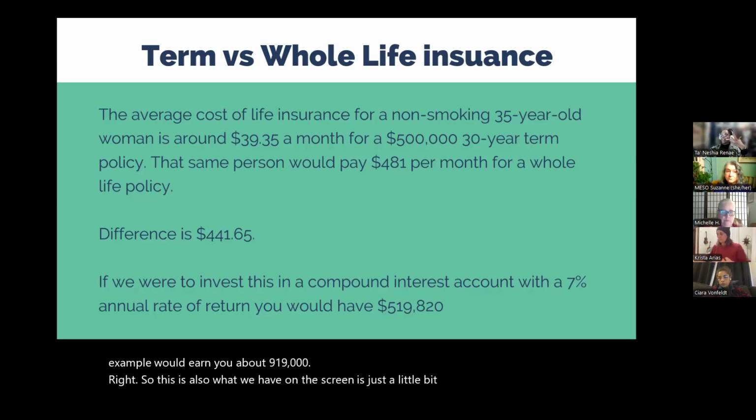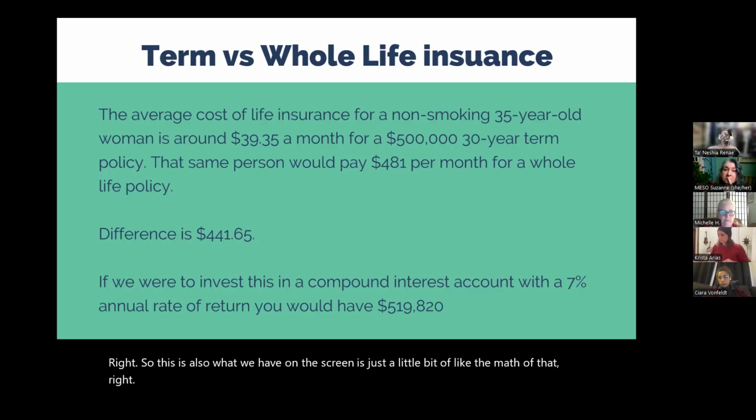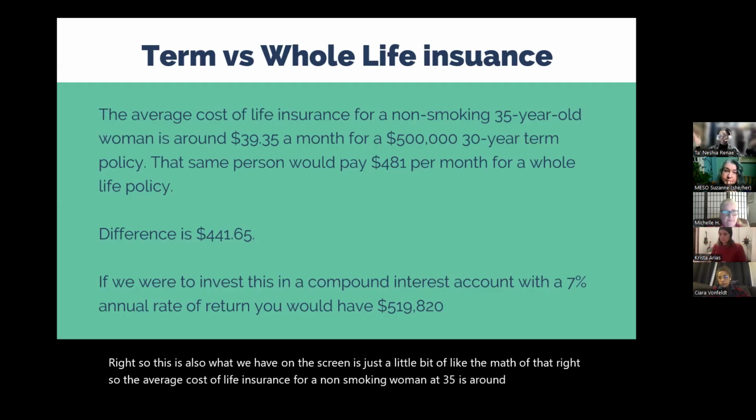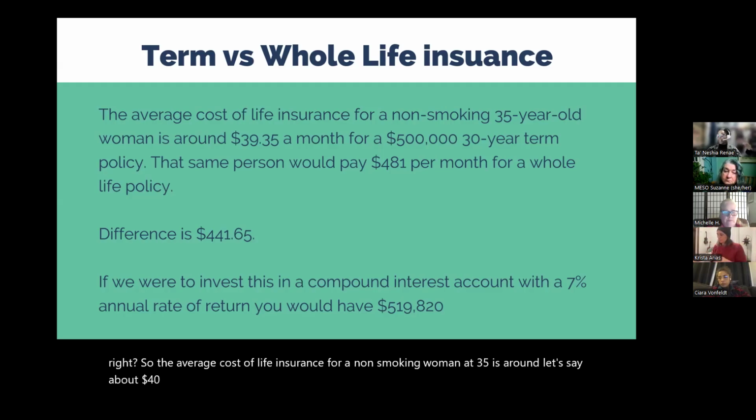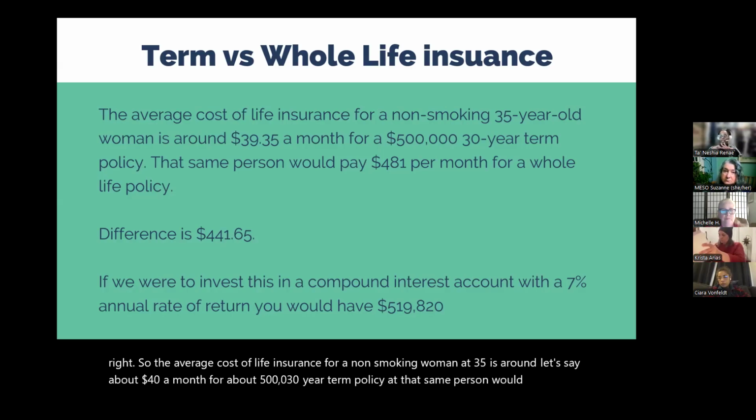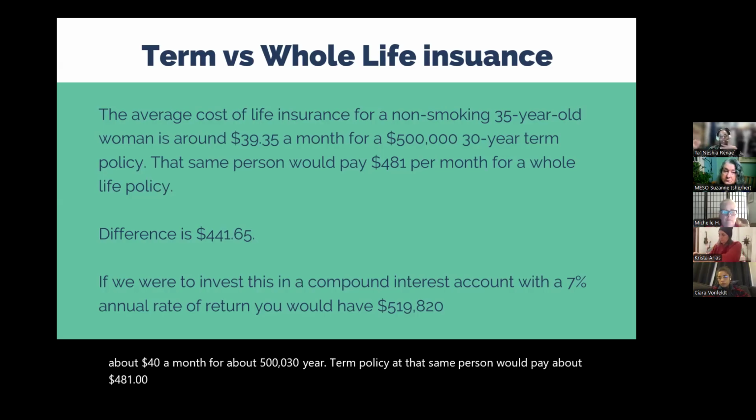The average cost of life insurance for a non-smoking woman at 35 is around, let's say, about $40 a month for about a $500,000, 30-year term policy. That same person would pay about $481 per month for a whole life policy. And as you can see, that difference is about $441 a month.